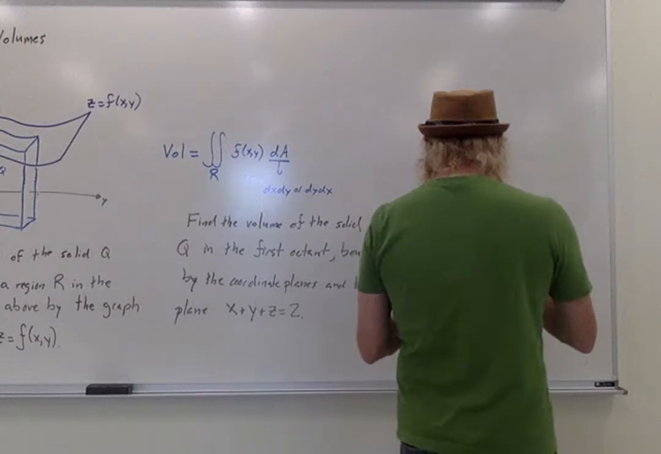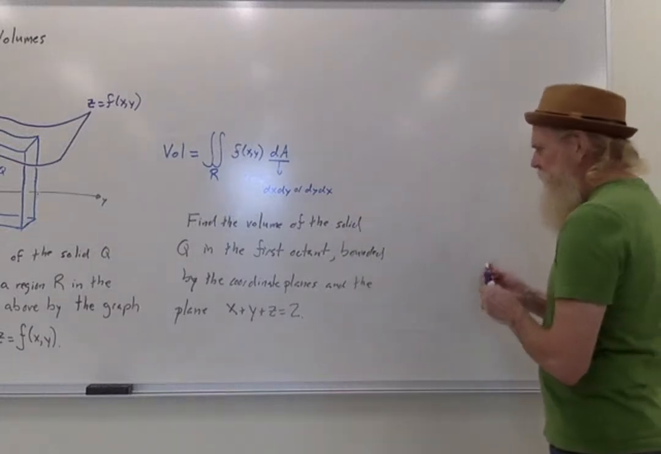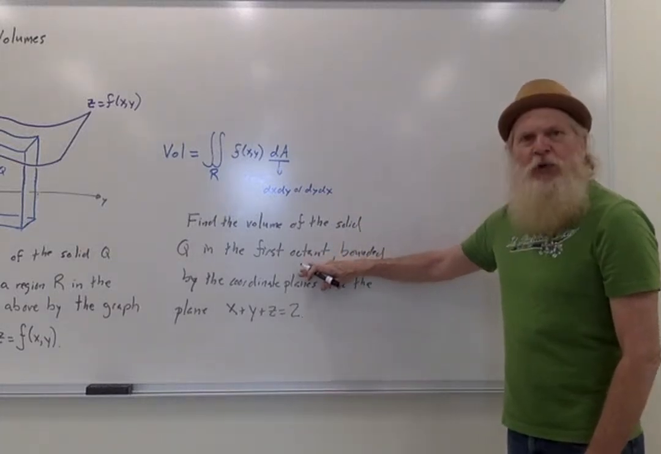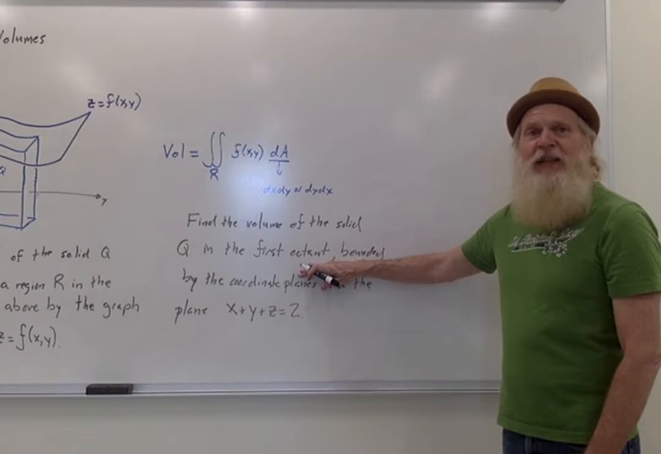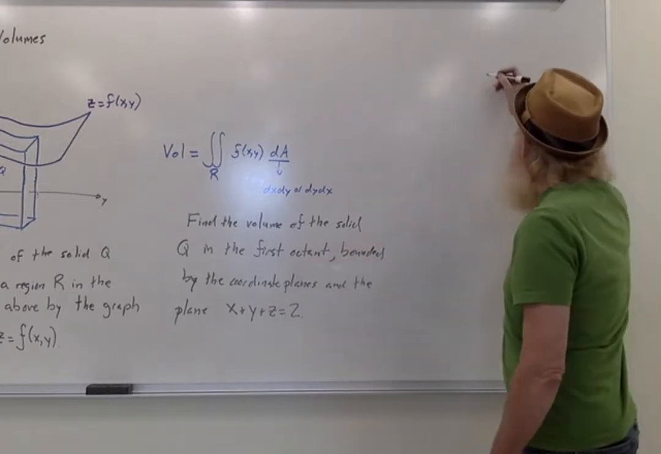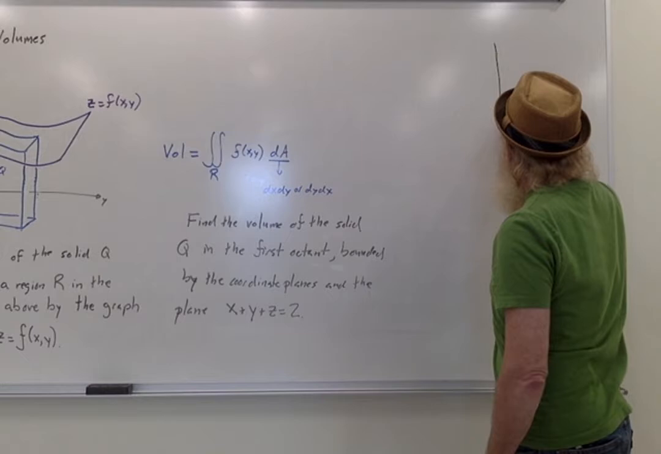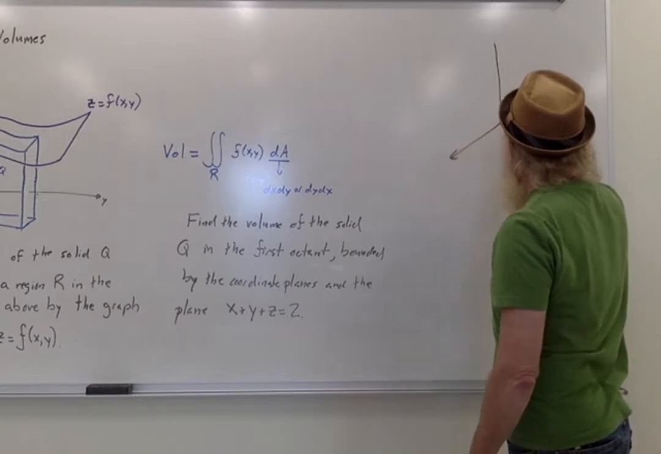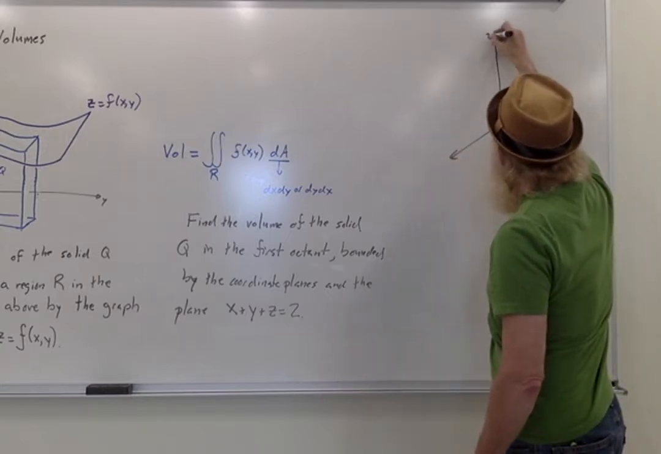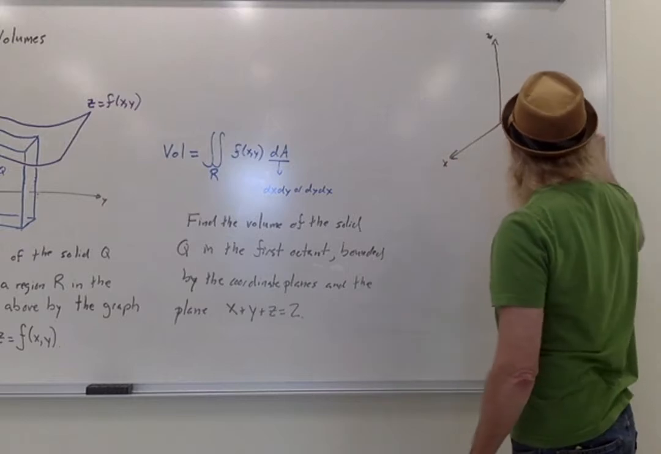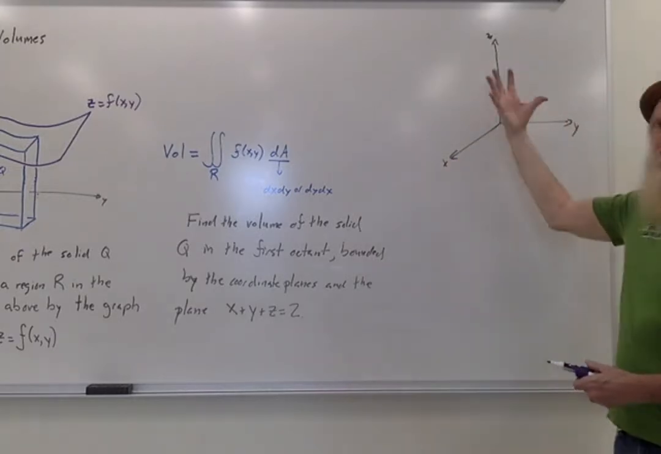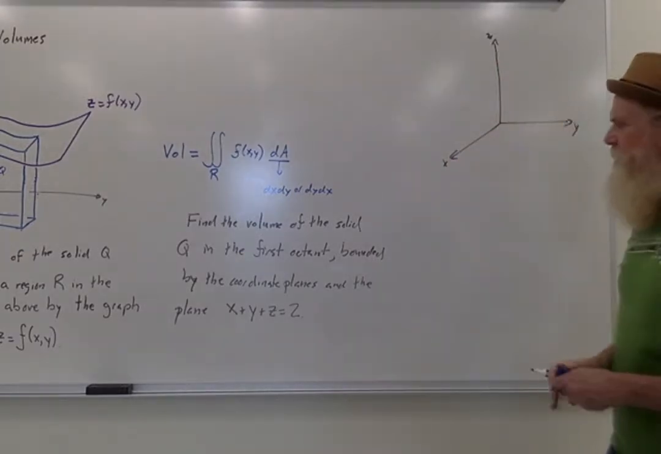First of all, let's look at the picture. The first octant is the portion of space where the x, y, and z coordinates are all positive. So I'm going to represent that by just drawing the positive x, y, and z axes. And then the first octant is the part which is facing us.